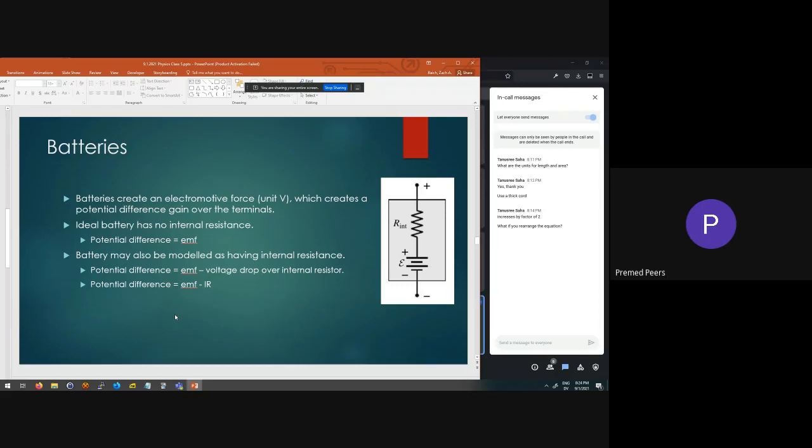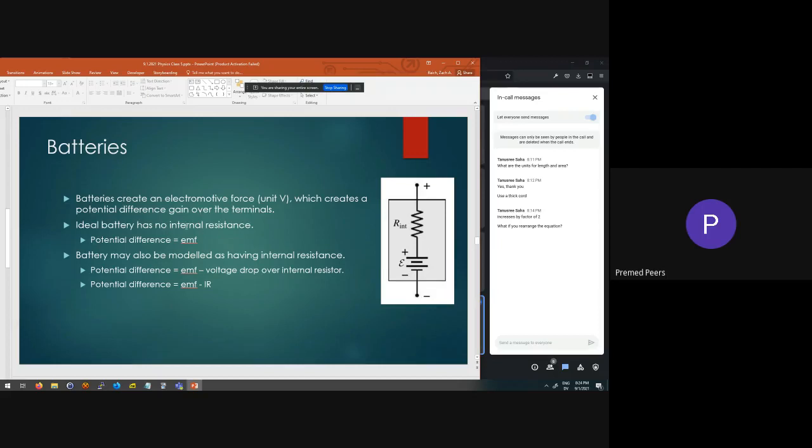Batteries. So circuits that you see on the MCAT are typically going to be DC circuits with a constant voltage, not time varying. And we usually use batteries. So batteries create an electromotive force, which is essentially a voltage. So it creates a potential difference over it. So it creates a voltage gain, you can just say. So from minus to positive.